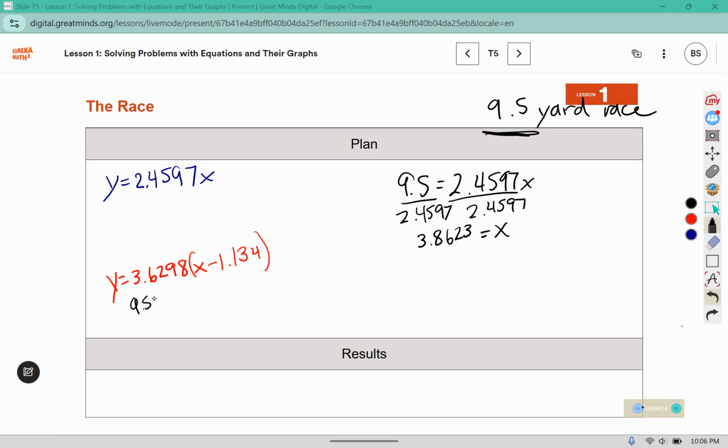And for this one, we will have to distribute as well. So we have 9.5 here. This is going to get distributed. 3.6298 times 1.134 comes out to 4.162-ish. We'll use the whole thing for the sake of rounding off at the very end. Add that big old decimal to both sides.